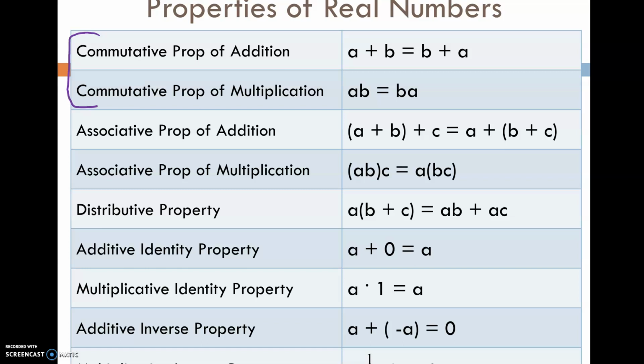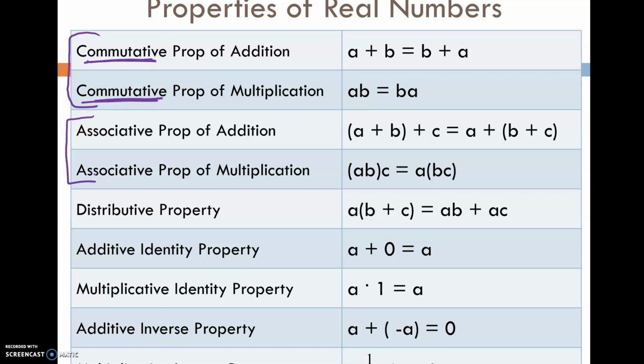So 2 plus 3 or 3 plus 2, they're both going to give you 5. That is the commutative property of addition. 5 times 10 or 10 times 5, they are both going to give you 50. That is the commutative property of multiplication. You don't need to memorize the property of addition part. That should be pretty obvious by looking at the problem. You need to memorize that commutative means switching the order.